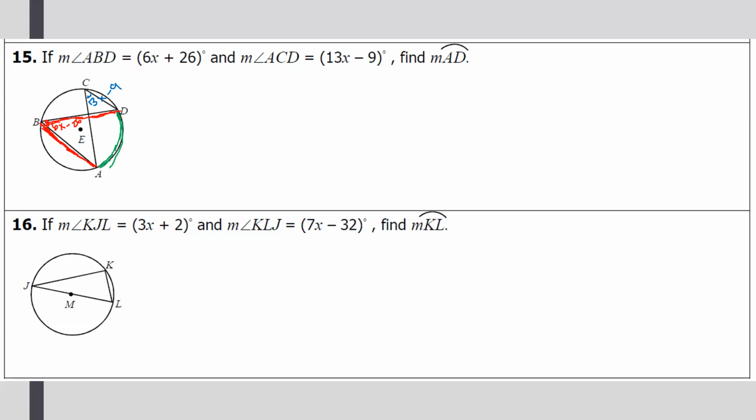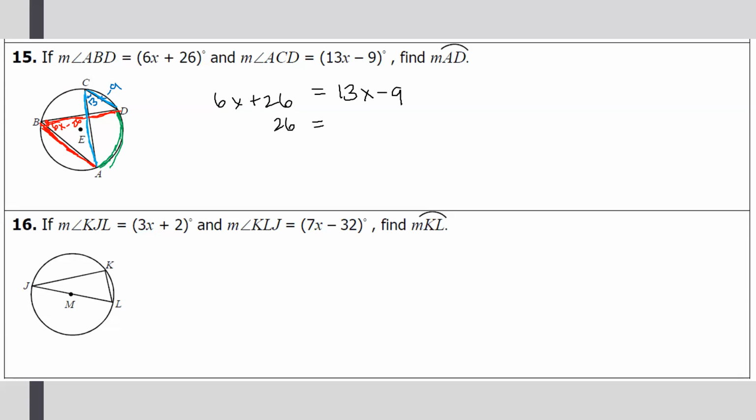And when I look at the blue angle, angle ACD, that's using this chord and this chord, and it's still intercepting that same arc. The red angle and the blue angle intercept the same green arc, which means the red angle and the blue angle have to be congruent because they're intercepting the same arc. So I can say, well, 6x plus 26 is going to have to equal 13x minus 9. So we can use that to solve for x.